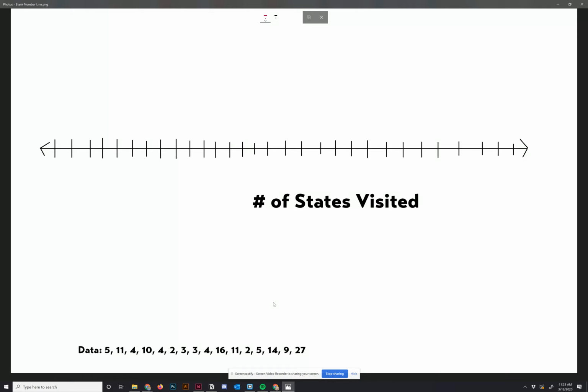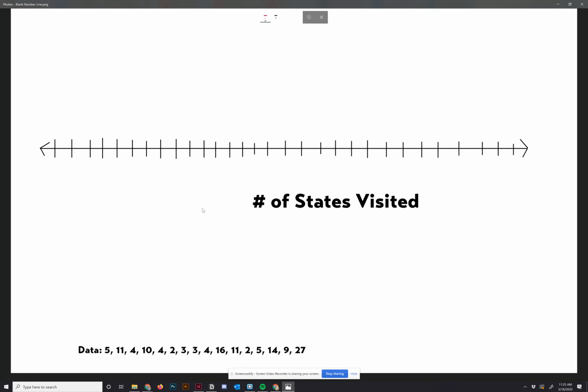I'm using the data that I collected from you when you told me how many states you visited or lived in. At the bottom of the screen, you can see the responses I received as of 11:30 a.m. If you responded after that, your data will be included in another lesson. My data today includes people who visited 5 states, 11 states, 4 states, 10 states, and so on. I have a really rough number line set up here.